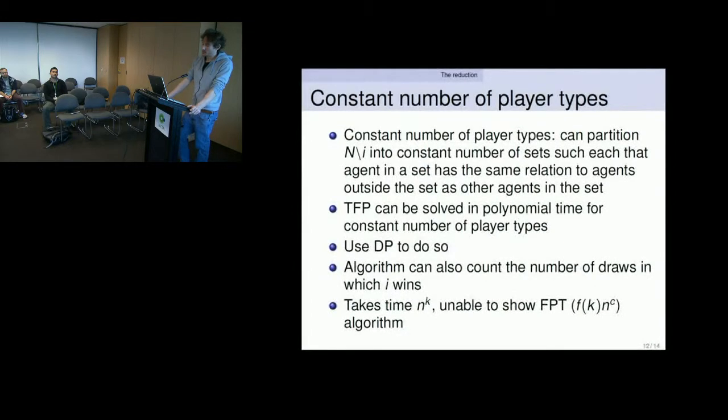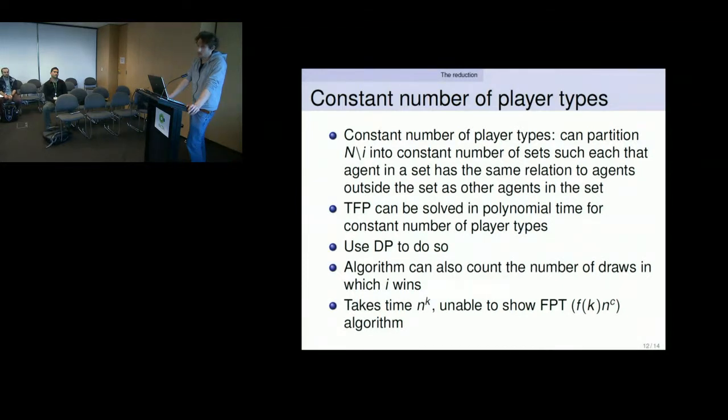We also look at the case where you have a constant number of player types. By a constant number of player types, I mean that you can partition the set N, the set of agents excluding I, into a number of sets such that each agent in a set has the same relation to agents outside the set as other agents in the set. And we show that the TFP problem can be solved in polynomial time if you have a constant number of player types. We use dynamic programming to do so.